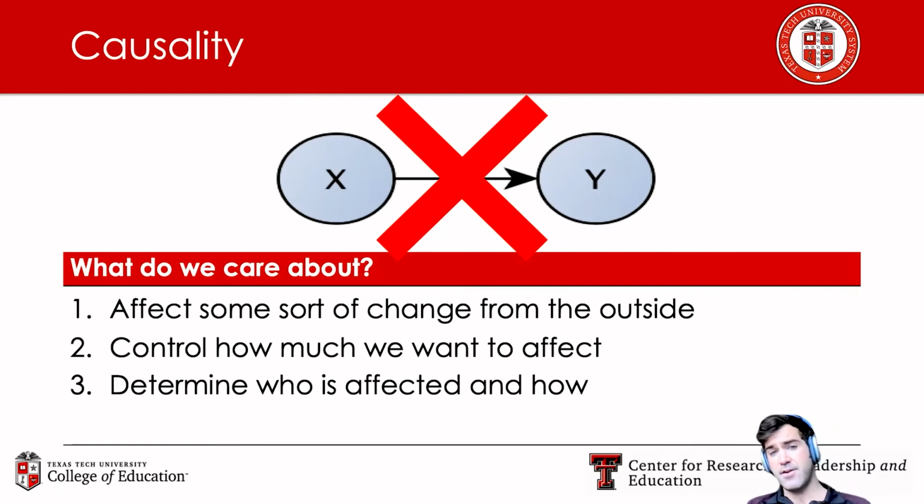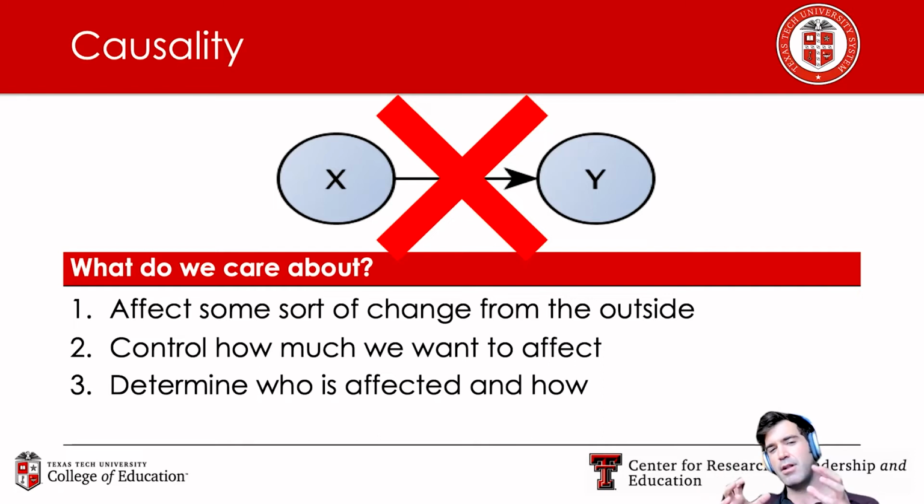So the idea is first and foremost, we want to be able to affect some sort of change from the outside. And by the outside, we're simply saying, if you think about we want to impact a student in a school, a policy can happen from the outside to change that student's trajectory within the school. We also want to know how much we want to affect that student, or that teacher or that organization.